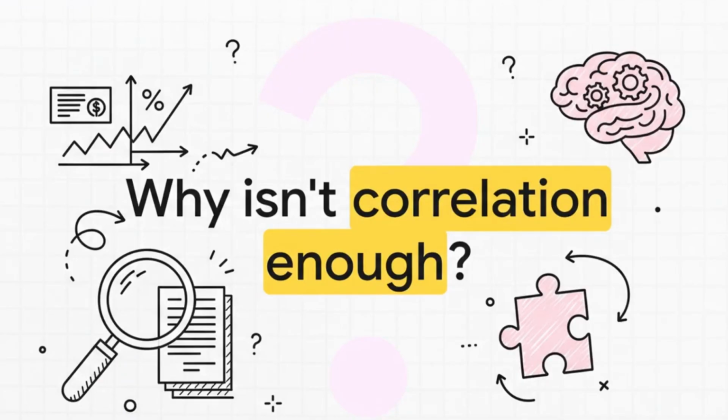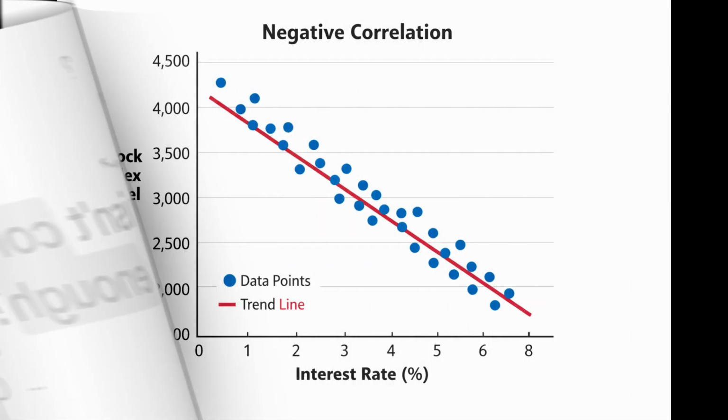So why is it not enough? If we already know interest rates and stocks are connected, why can't we just stop there? What piece of the puzzle are we still missing? This visualizes the huge leap we need to take.